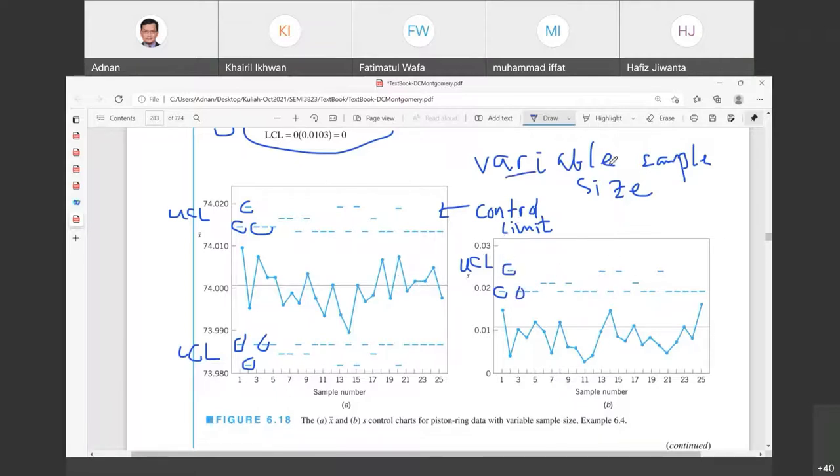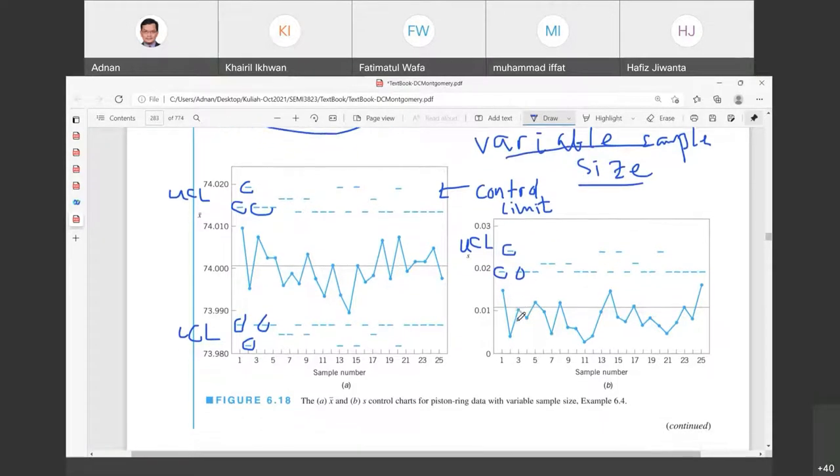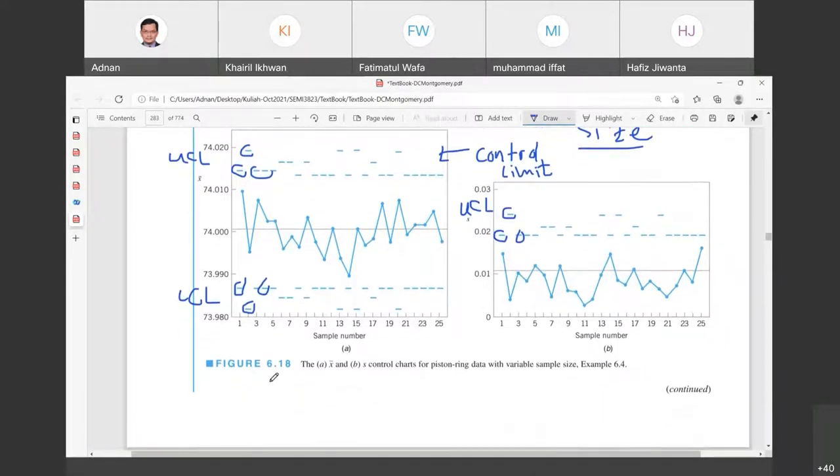For variable samples, there are two ways of handling this. One way is we take each sample individually. Another way is we take the average n, and this average n will be used in the formula. So one method is to do it individually, and another method is to take the average n.